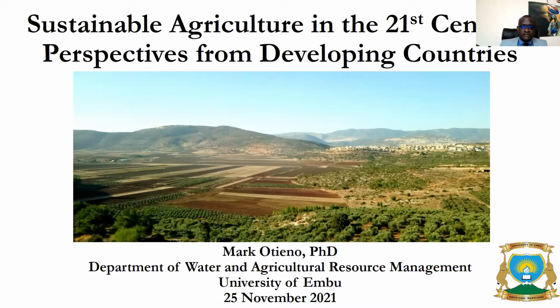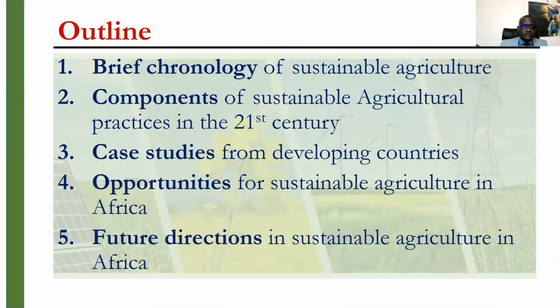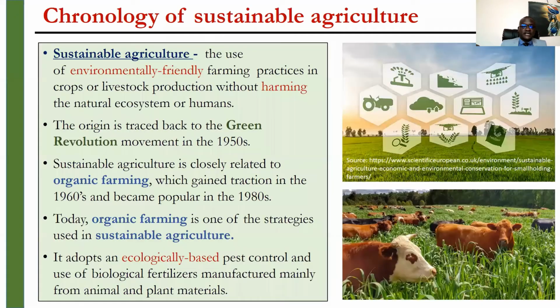So my talk will be structured as follows. I'll give a brief chronology of sustainable agriculture and then talk about the components of sustainable agricultural practices in the 21st century. And then I'll give some case studies from Southeast Asia and Latin America that are very comparable to our systems in Africa. And of course, discuss some opportunities for sustainable agriculture in Africa, and end by looking at future directions in sustainable agriculture in Africa.